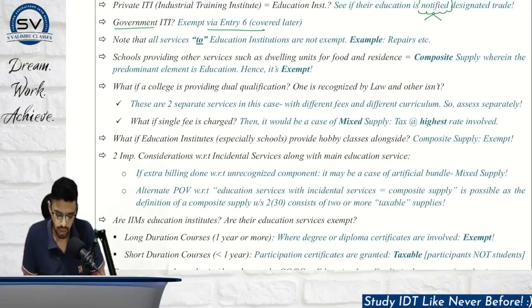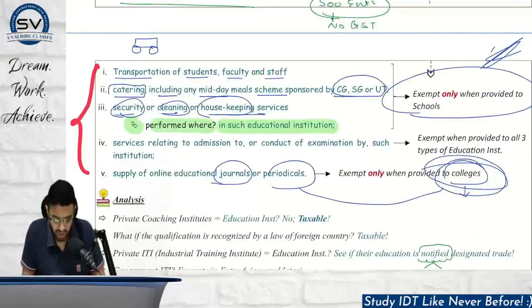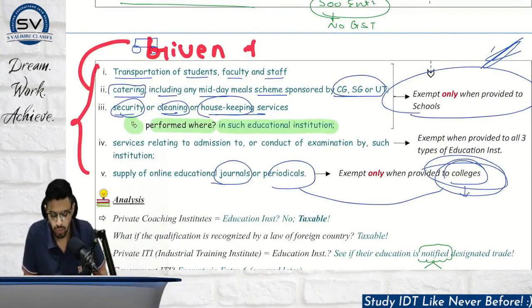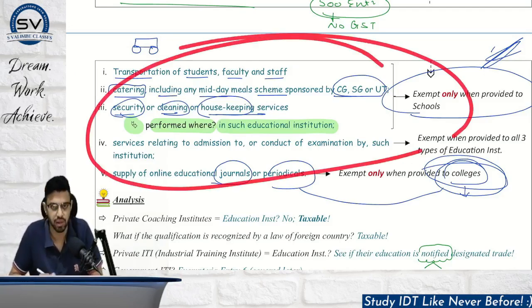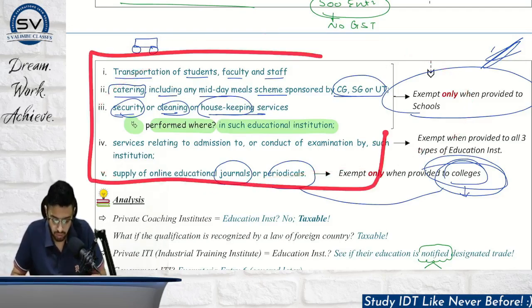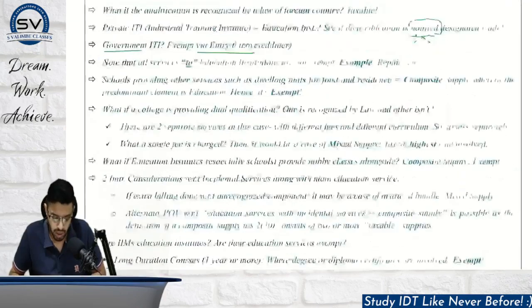We will cover that later. Note that all services to educational institutions are not exempt. Example, repair. Mark this point that these 5 are the services which are being given to educational institutions. If let's say I am providing a bus service, a bus repairs maintenance service, that is taxable because it is not covered here. Apart from this, once it is covered here, then also you have to see in which case it is exempt. Okay, I hope this is clear.